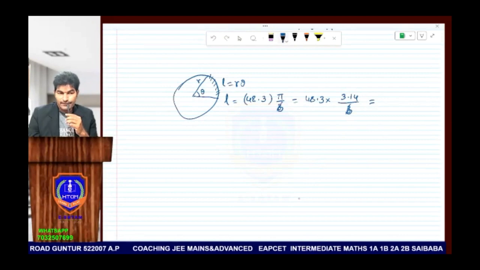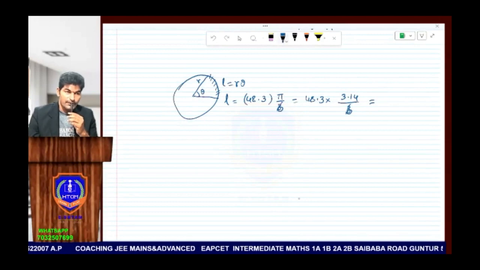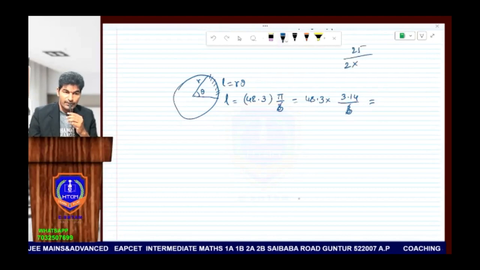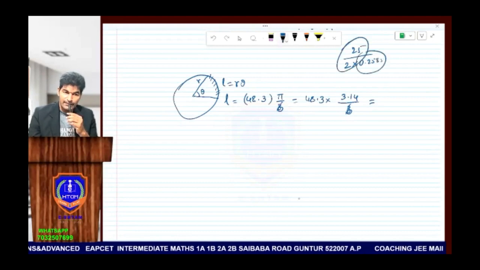First calculate the numerator, 48.3 into 3.14. In the previous question, you made a mistake: you have to do continuous division for the numbers. Instead of that, you multiplied them. That's why the answer was wrong. First take each number and divide it by the individual numbers. For example, in the previous calculation, 25 by 2 into 0.2588: first calculate this part and then divide by that again. Understood?